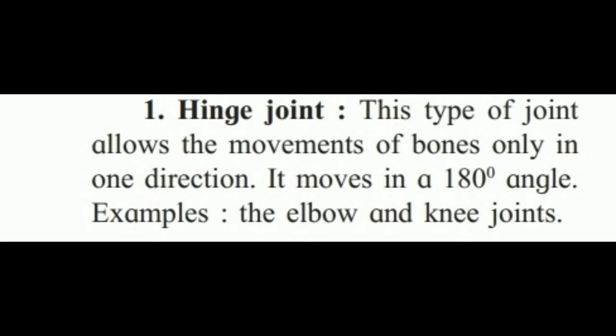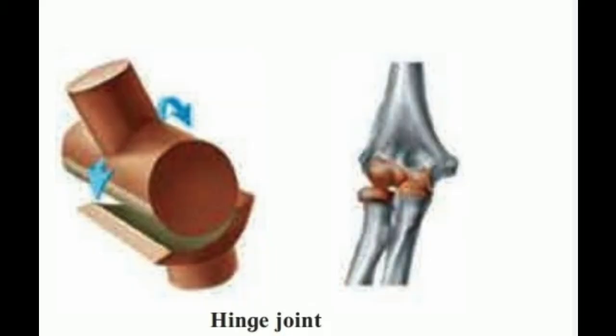Like that, the elbow, we can bend it in front side, we cannot bend it back side. While the knee, we can bend it back side, cannot bend in front side. So I will explain it with the help of a diagram and video. Here the bones are fixed and the first bone is moving in a 180-degree direction. It works like doors and windows.